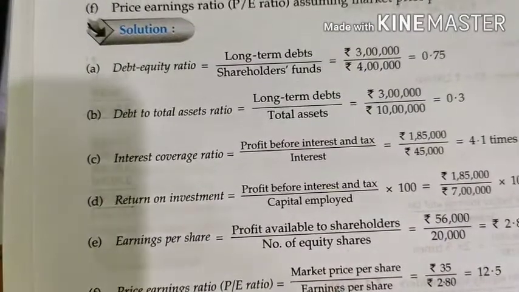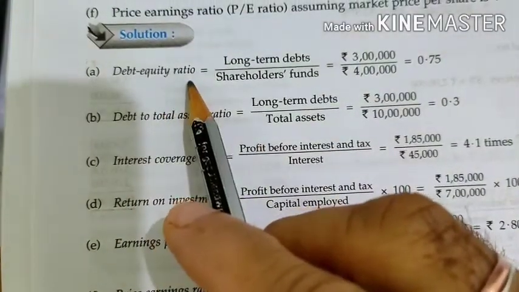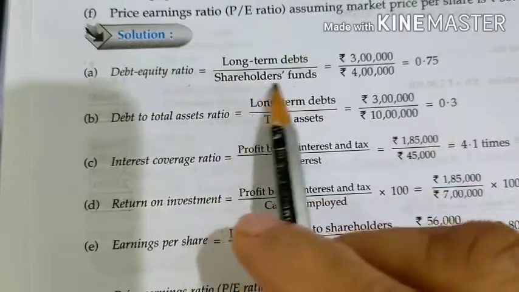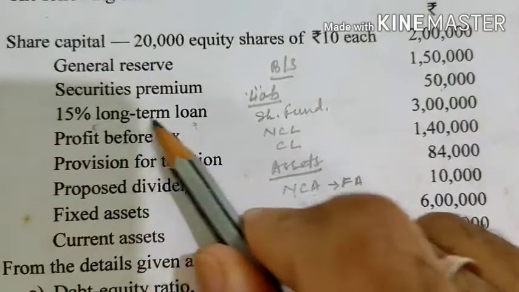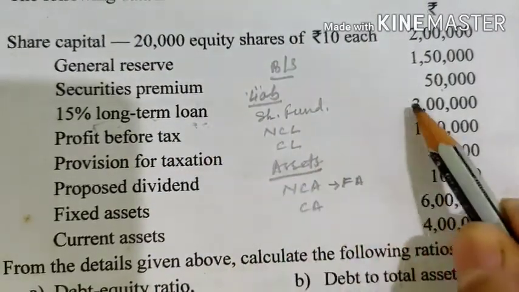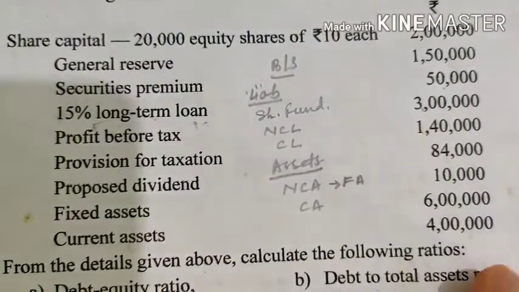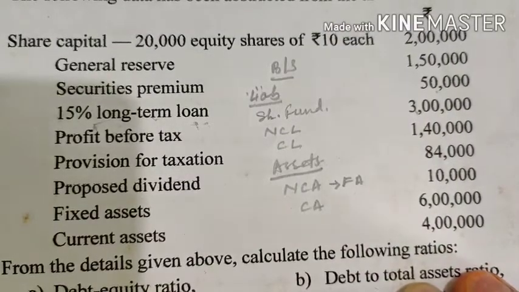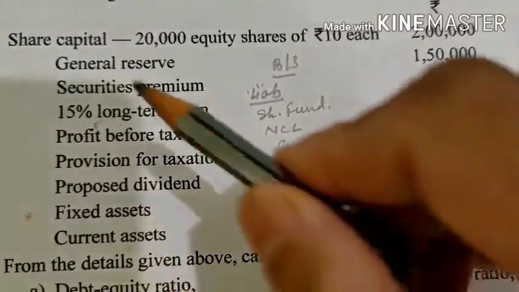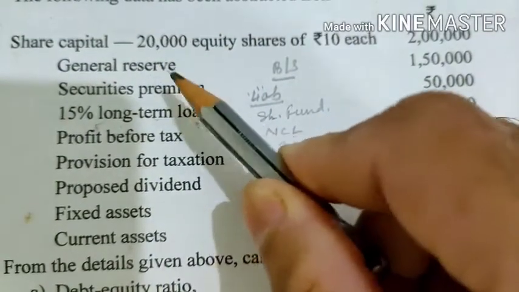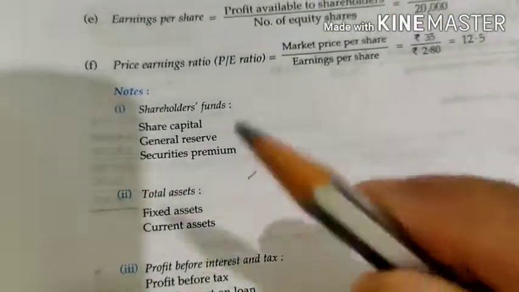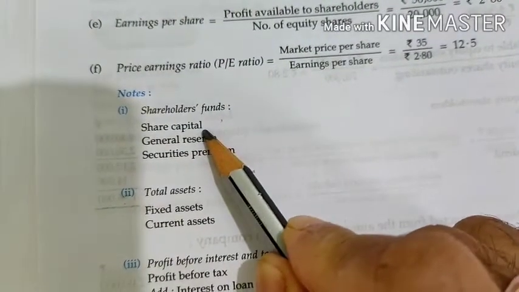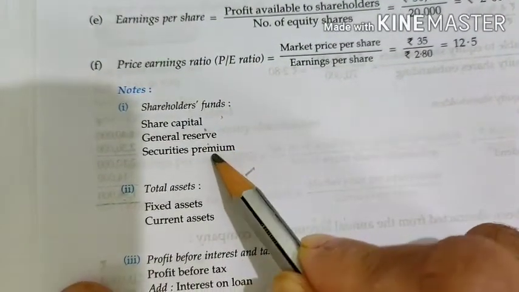So we have the debt equity ratio. The formula is long-term debts by shareholders funds. So in the question now, you have the 15% long-term loan here, and the amount is 3 lakhs, and another component is shareholders fund. For shareholders fund you need to take general reserve, securities premium, and share capital.